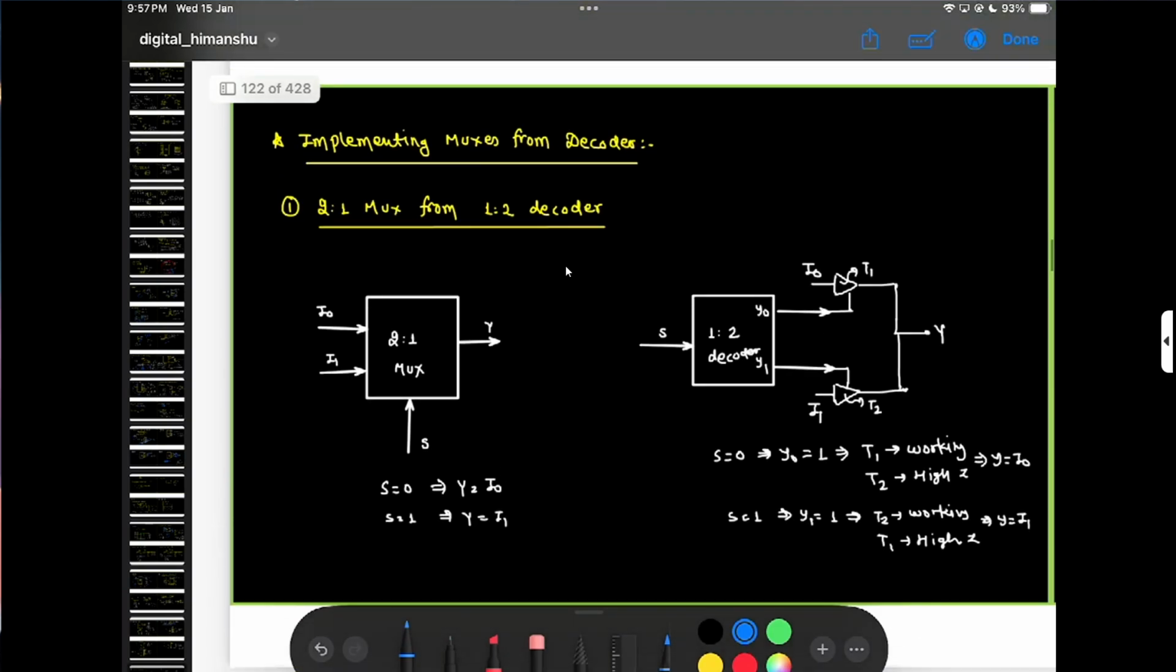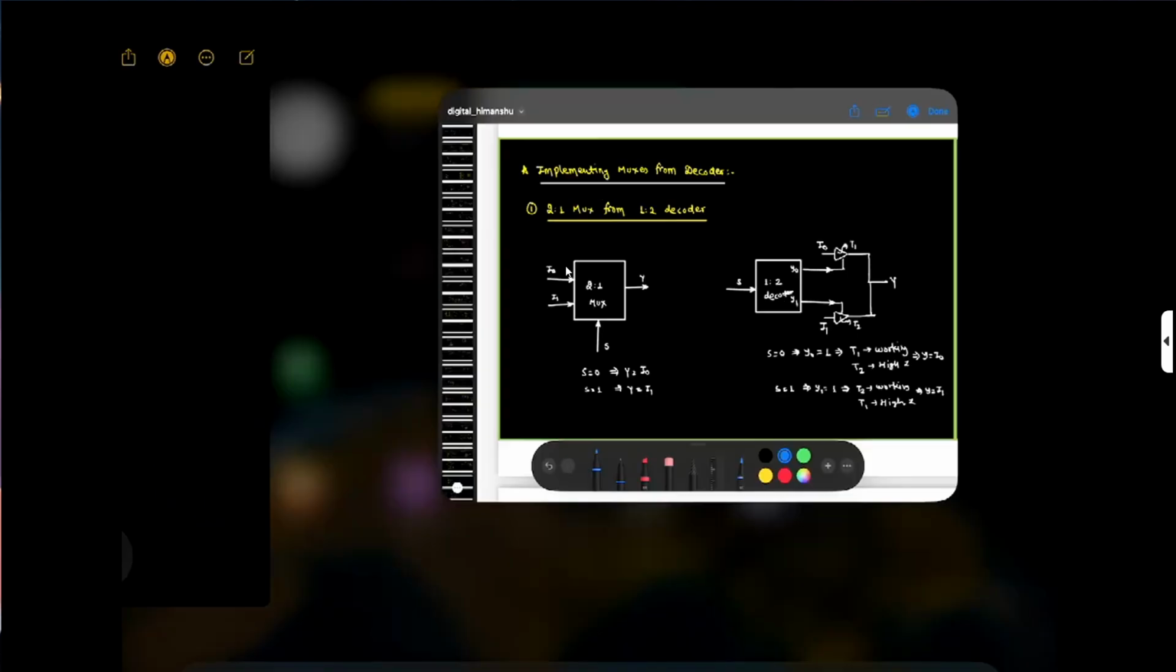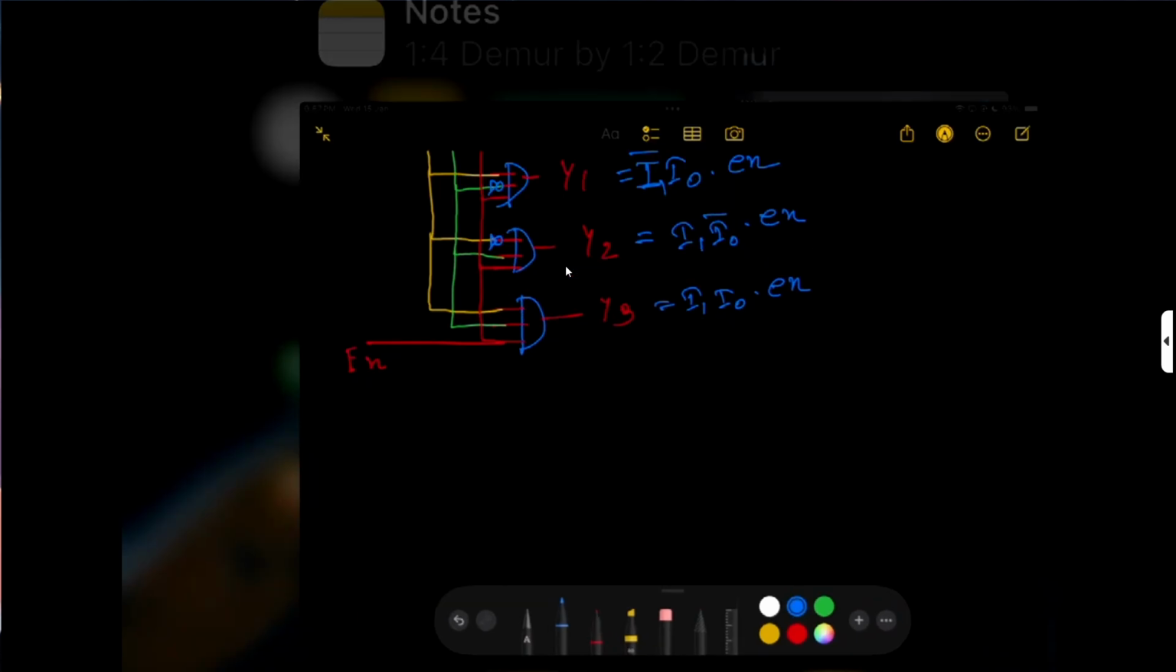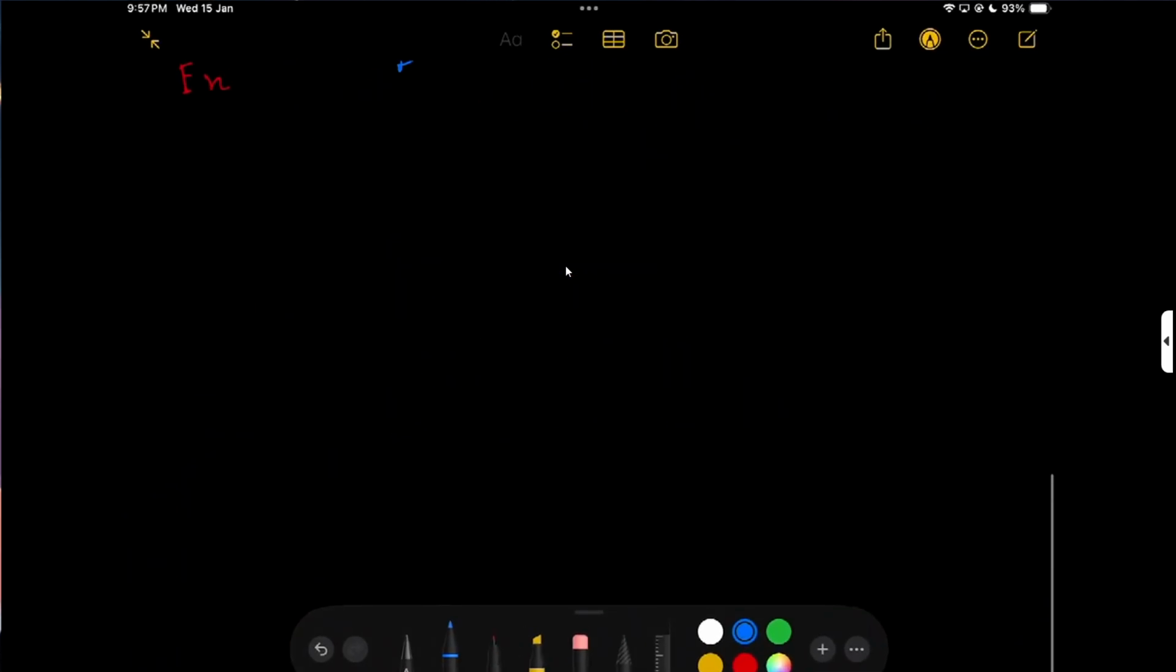So, implementing a 2 is to 1 mux from a 1 is to 2 decoder. How to implement it? Okay, let's see. How does a mux look like? So this is my mux, 2 is to 1. Here is one select line and 2 inputs, that is I0, I1, and here is my output Y.